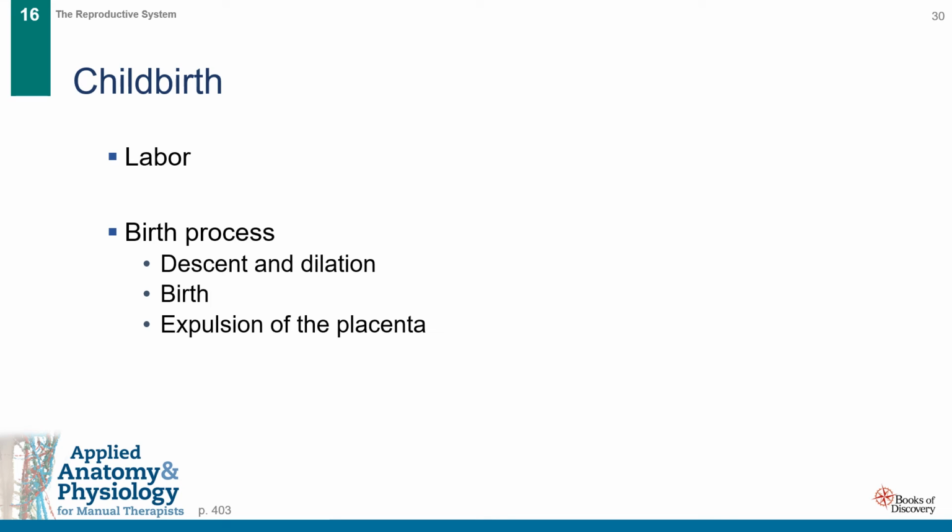Descent and dilation. This is the stage that begins with the onset of uterine contractions. Simultaneously, the cervix begins to efface, which is to thin and shorten, and dilate to permit the baby to pass through the birth canal. The stage is complete when the cervix is fully dilated at approximately 4 inches, which is 10 centimeters.